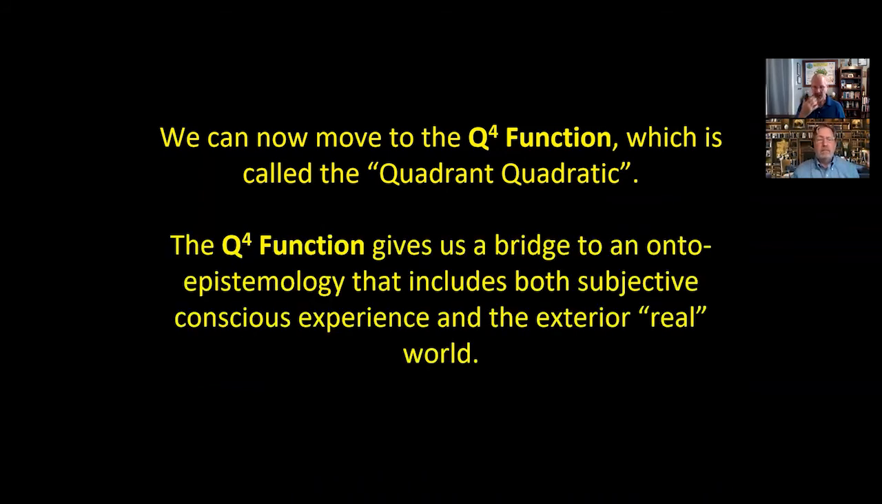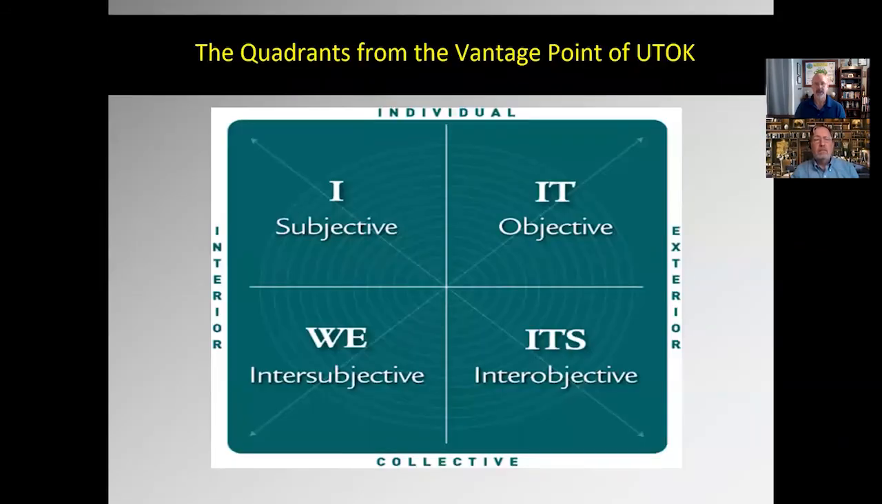Q4 bridges into an onto-epistemology that includes both subjective conscious experience and the exterior real world. And like I said, you'll know where we're going in this direction. And it starts then, it's the quadrant quadratic. And so I'm pulling right off of Wilber here. So the Wilberian quadrants of interior, exterior, individual, collective, that then affords the pronounal grammar of how to view the world from the inside individual, inside collective, outside individual, outside collective view.